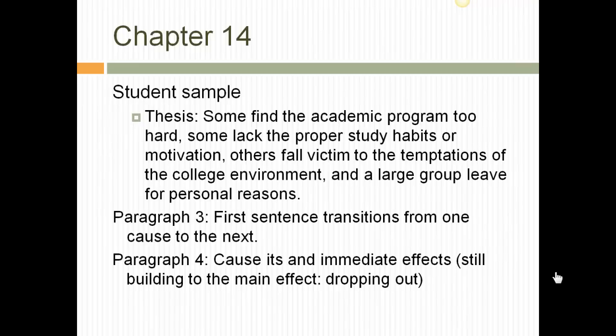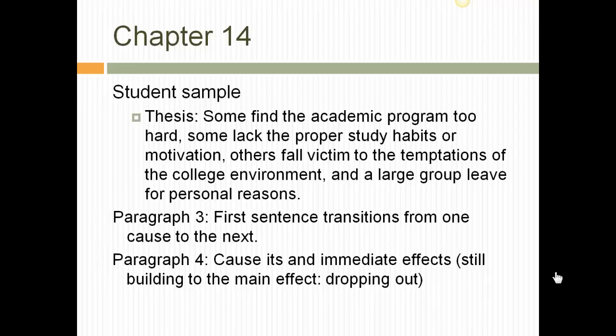Okay, so also in chapter 14, you have a student sample. And this sample is looking at why students drop out of college. And so in the first paragraph, we start by discussing the fact that every fall, many first-year college students begin believing they're ready, they know that college is important, that they need to go, but unfortunately over 30% don't return after the first year.